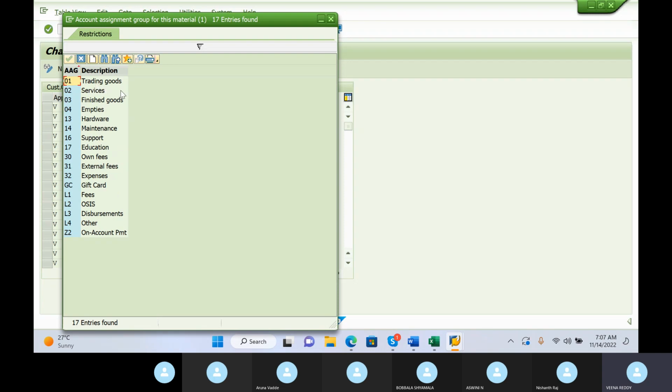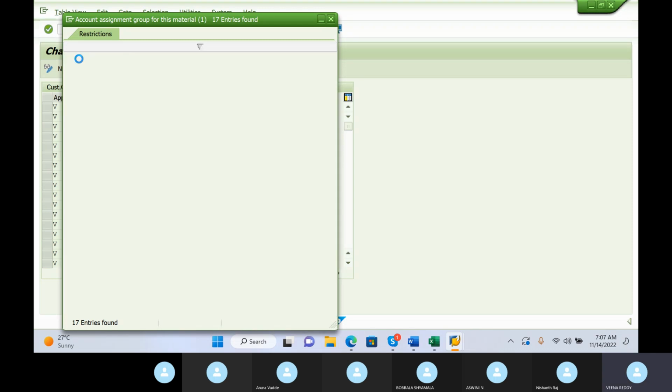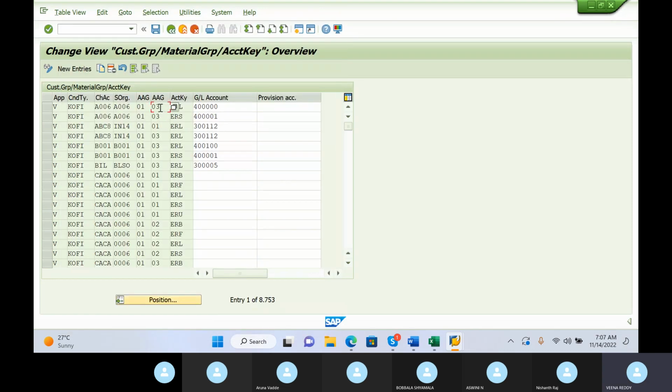They have classified these account keys like this according to material, services, fees. So we are using it for the product, that is the finished product. Okay, so I have selected the finished product. This account key is determined in the material master.